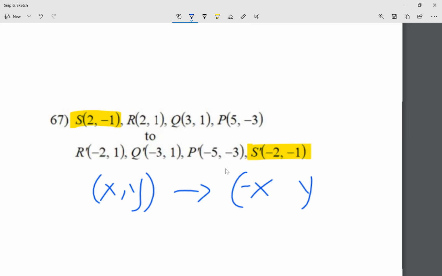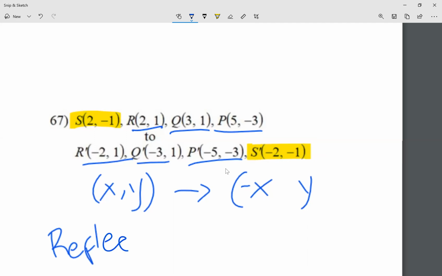And then I take a look at my R's, like R and R prime. Yeah, it seems like I only changed the sign on the X. The same thing happens for my point Q, and the same thing happens for my point P. The only thing that I did was switching the sign on my X value. According to our notes, that is reflection across the y-axis.